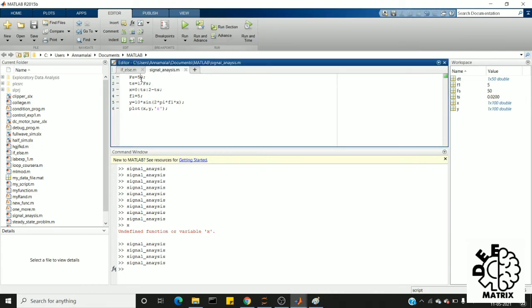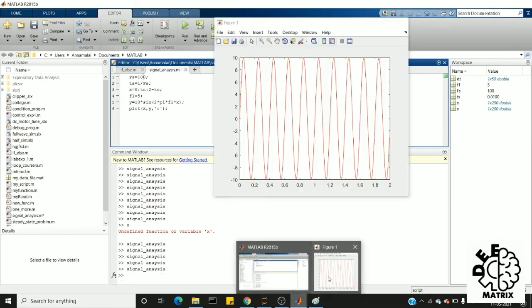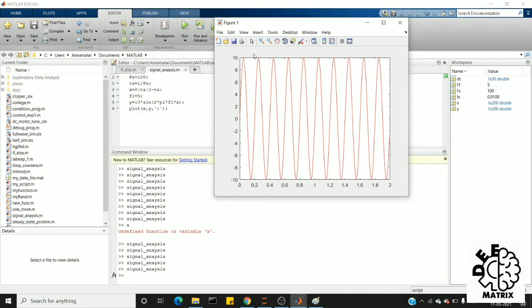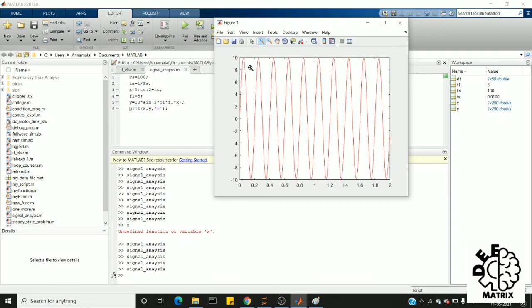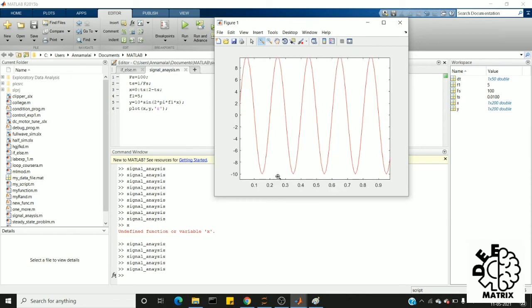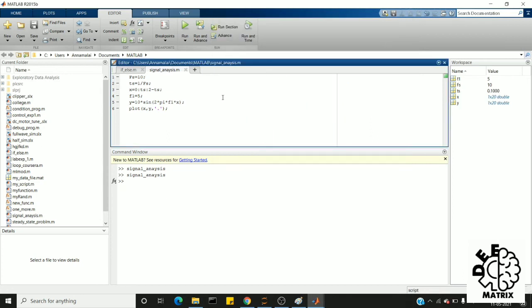We'll increase it now to 100. So this is exactly a sine wave which we want as an output. You can also magnify it. So this is a sine wave which we got as an output.